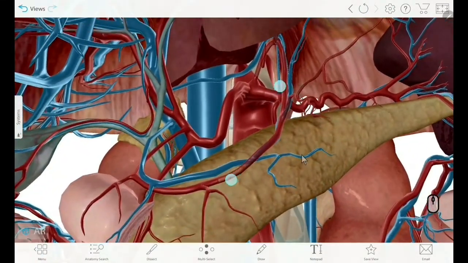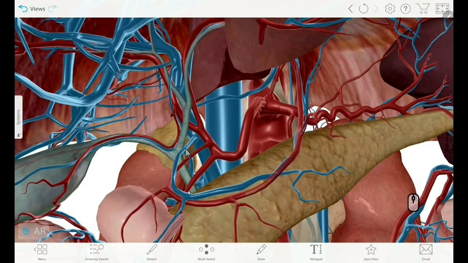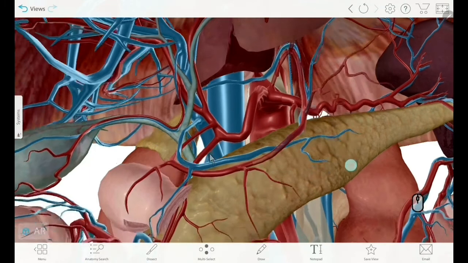Now the celiac trunk gives one more branch going towards the right side. Zooming out, we can see that this branch is going towards the liver. So this branch is called the common hepatic artery. The common hepatic artery now further gives branches.